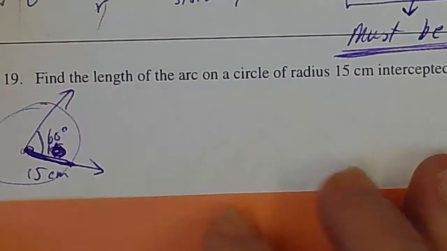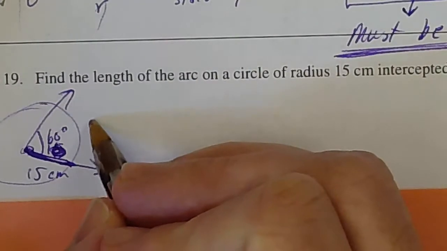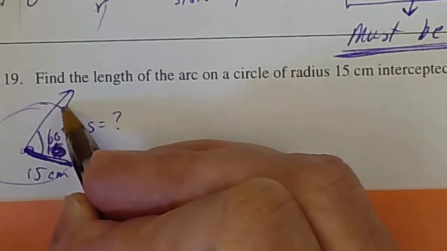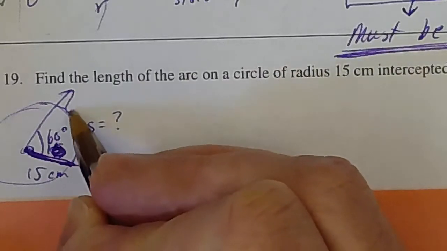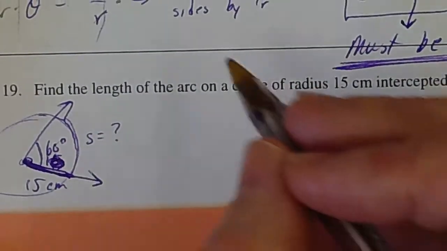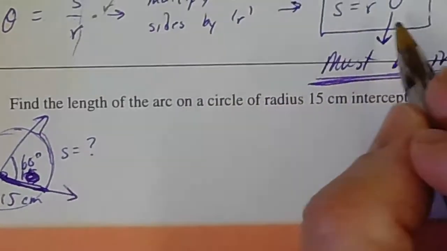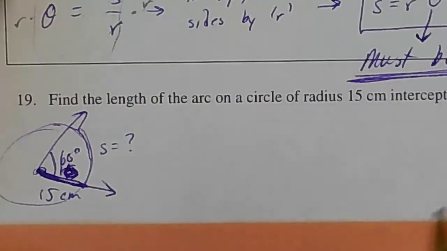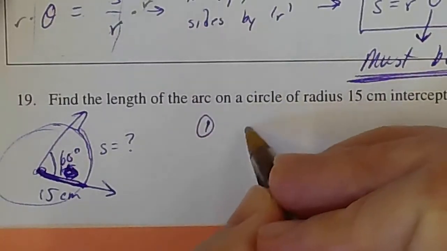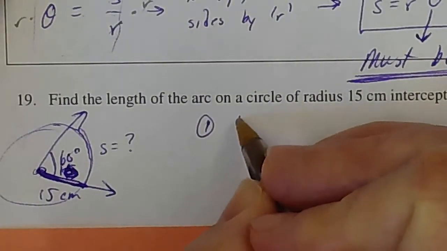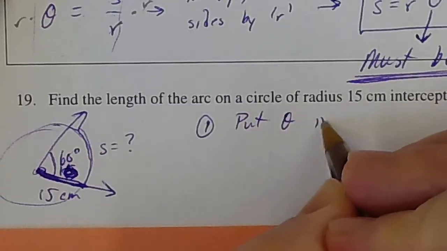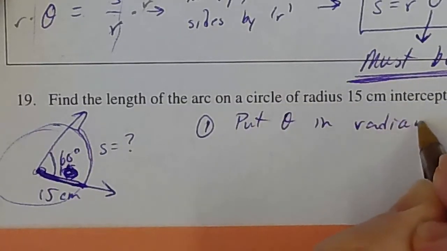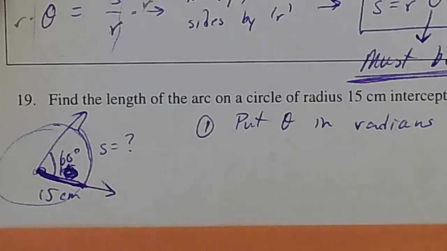Okay. The question says, find the length of the arc. So it's this curved distance that they're asking for. Well, I have 2 out of the 3 of this formula, except I can't throw 60 degrees in this formula. I have to remember to make sure I put it in radians. So the first step, step 1, put theta in radians. Some problems, maybe they already give you the angle in radians. Perfect. It's ready for the formula. In this case, they didn't. So put theta in radians.